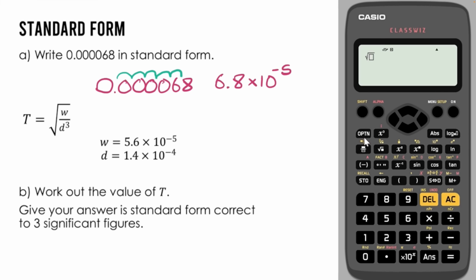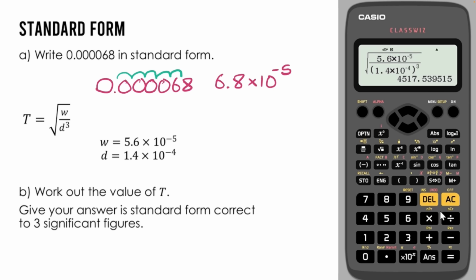For the next part of this question, we have quite a large fraction to type in under this square root. We need to put these numbers that are in standard form into the fraction, being careful to put our negative power in, and then coming out of the power onto the bottom, and this one has d cubed on the bottom. So I'm going to put this one in brackets, 1.4 times 10 to the negative 4, and then once I close the bracket and make sure we come out of the power, I can put my cubed in, and there we go, we have our power of 3, pressing equals, and we will get our answer.